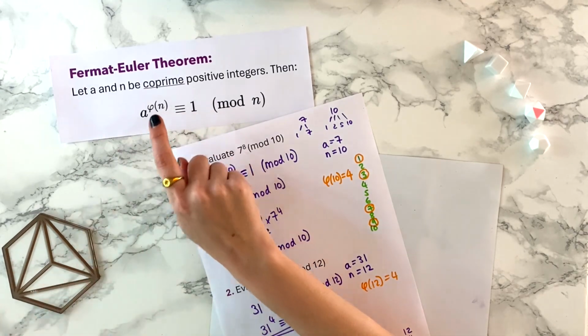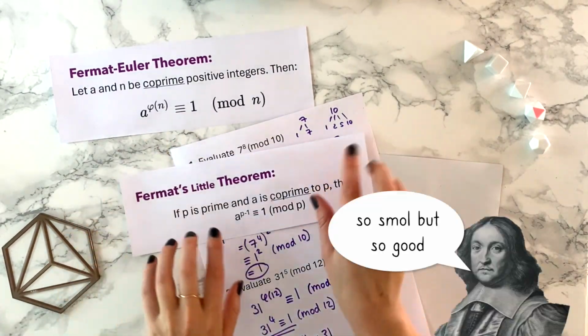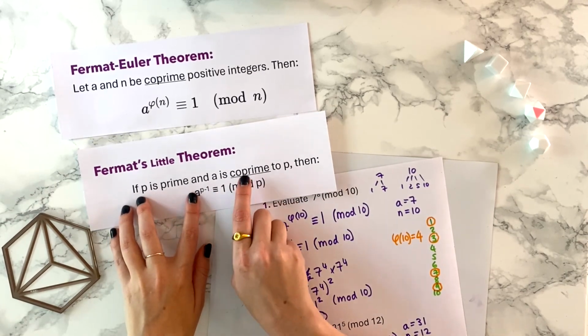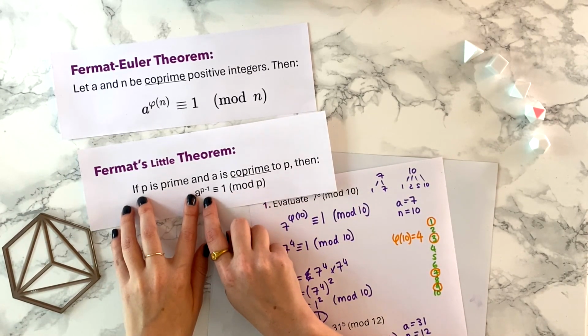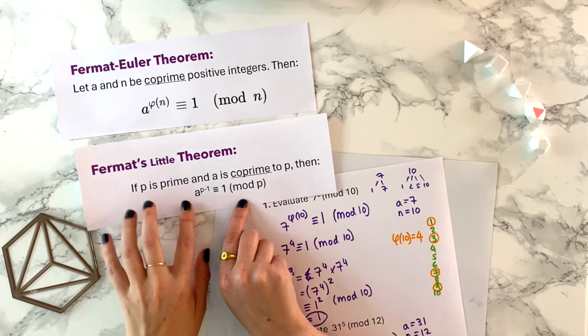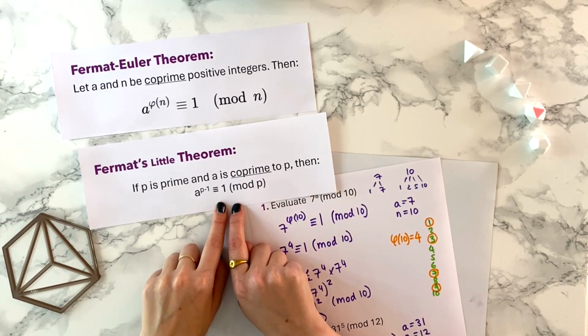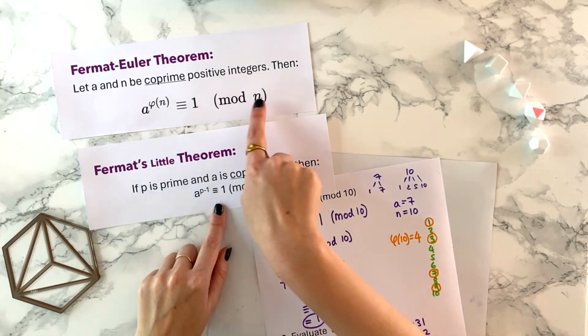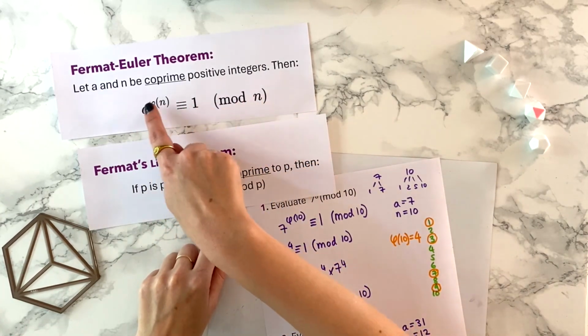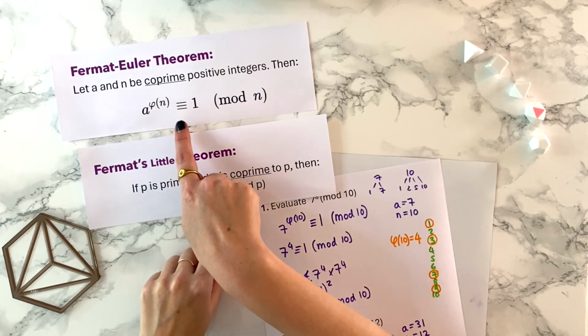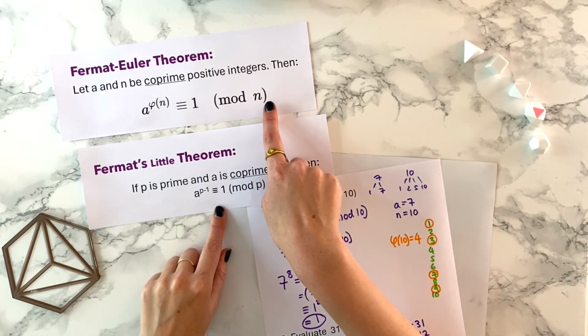Something interesting to note is last time we looked at Fermat's little theorem. Fermat's little theorem said if p is prime and a is coprime to p, then a to the p minus 1 is congruent to 1 mod p. Now, maybe you'll notice some similarities between these two theorems. If we consider this top theorem and make n a prime number, then we would have a to the phi of p being congruent to 1 modulo p.